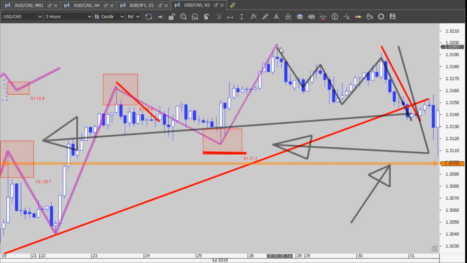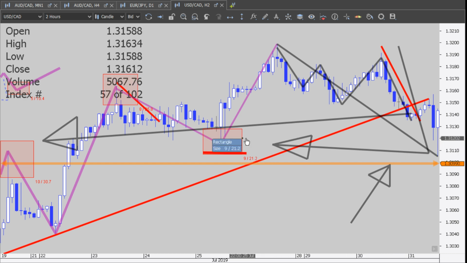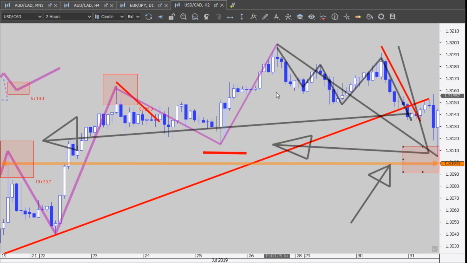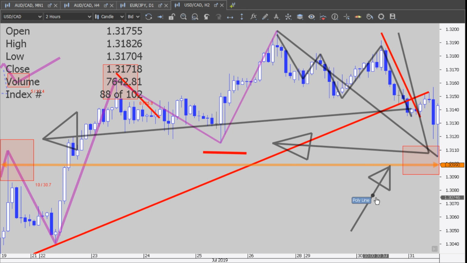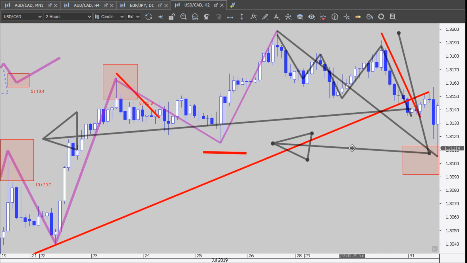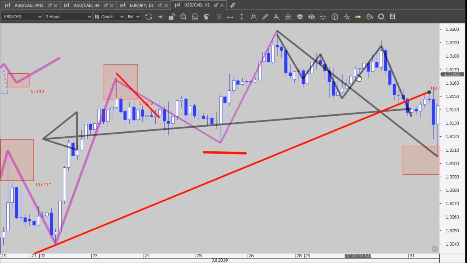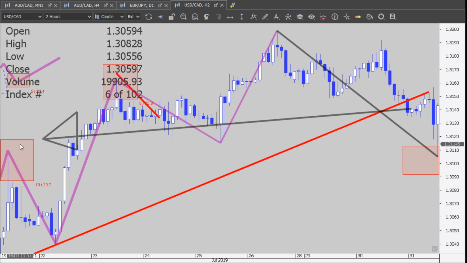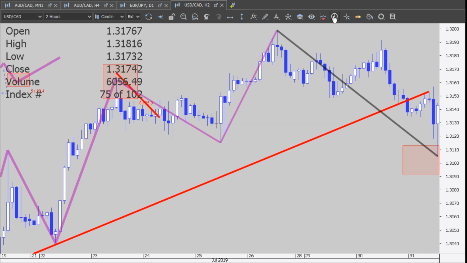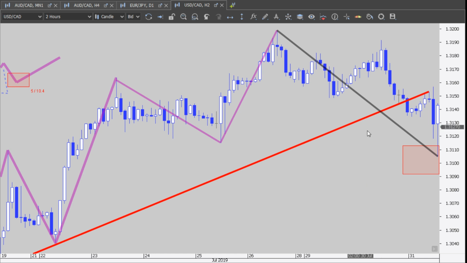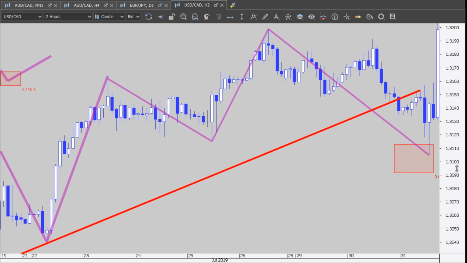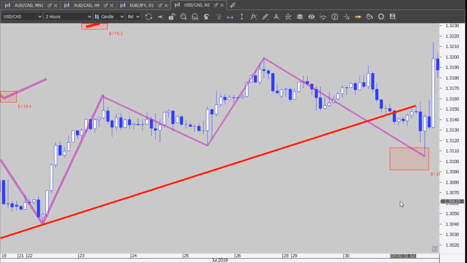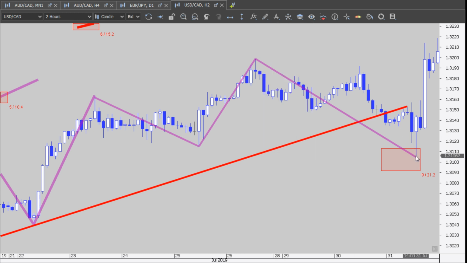Now, what do I have? I have a new structure low. I'm in a relevant low, and I'm not in an uptrend anymore. I'm in a 50% downtrend. I'm going to delete a lot of stuff. Delete, delete, delete. Okay, so this is now a 50% downtrend, and what is happening? The market moved up, making a higher high.